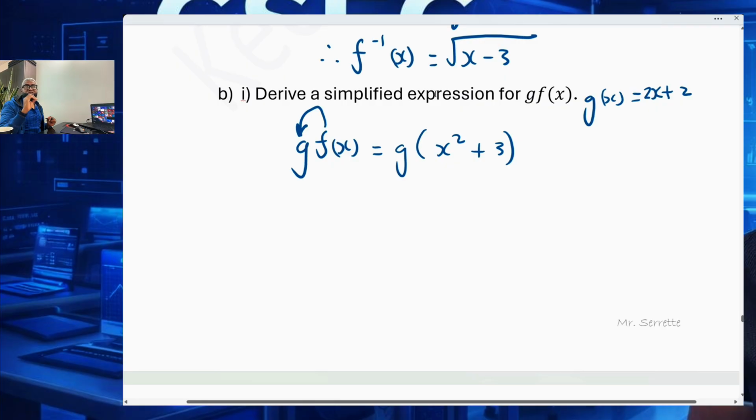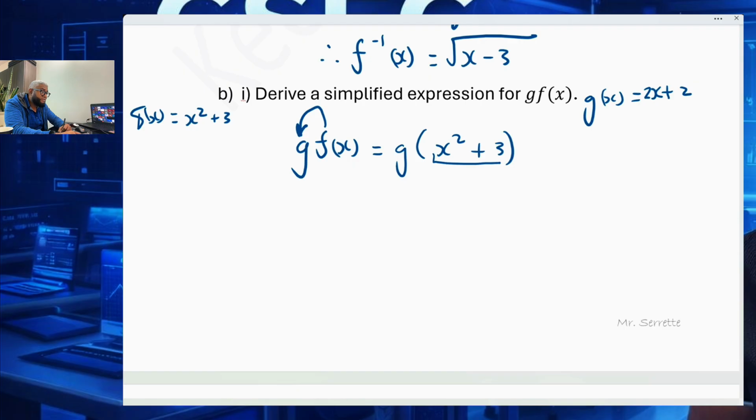They want us to derive a simplified expression for g f of x, which is a composite function. For a composite function, you always put the second function into the first. Your second function was f of x. F of x was equal to x squared plus 3. So you're going to put x squared plus 3 in place of x in g of x, right? So this whole thing here is going to take the place of x here.